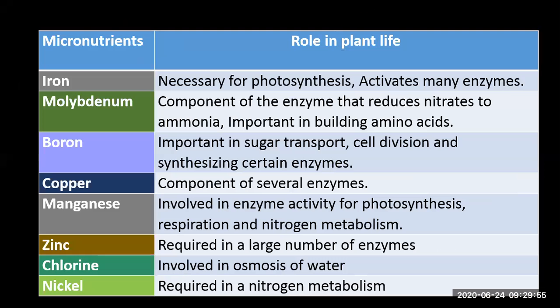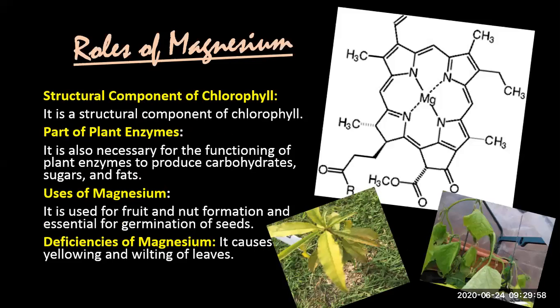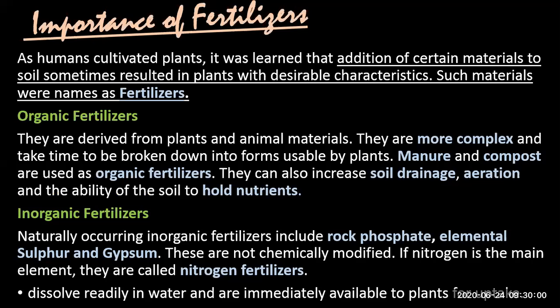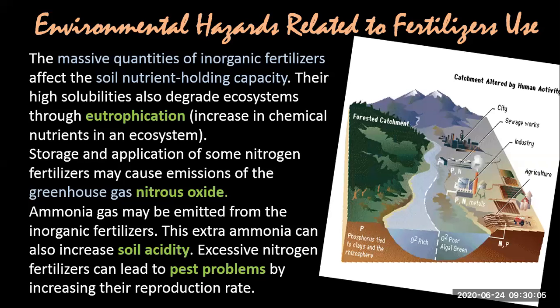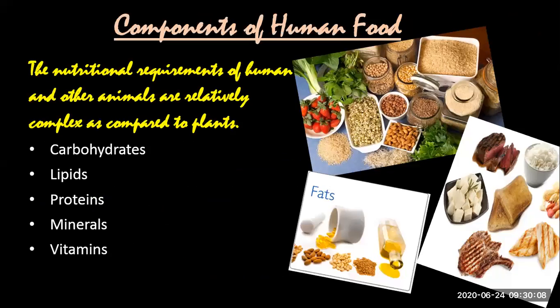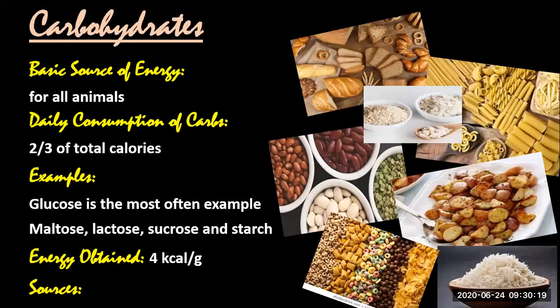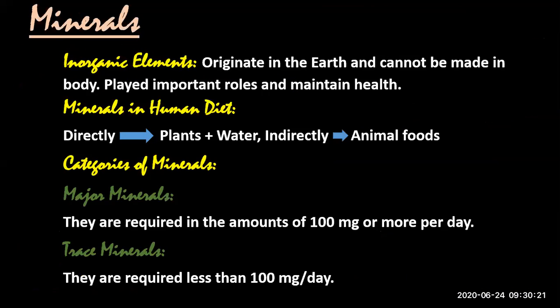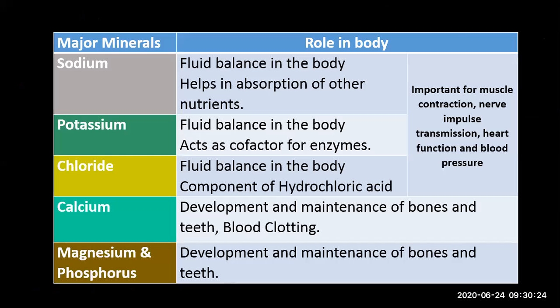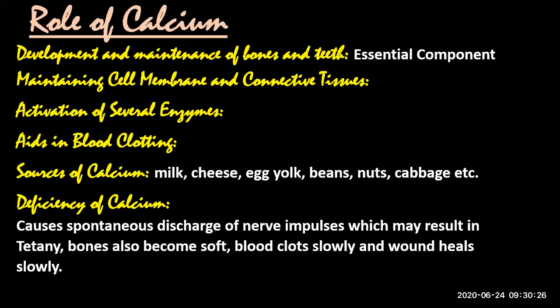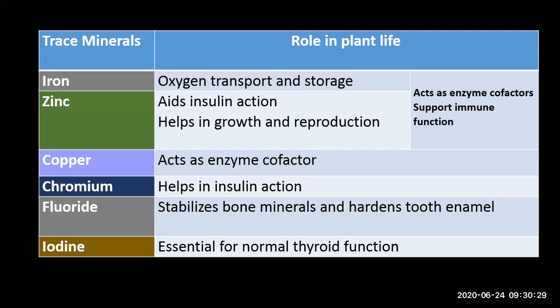We have studied the role of nitrogen, role of calcium, environmental hazards regarding fertilizers, components of human food. And then we have studied carbohydrates, lipids, and proteins, and we have studied minerals as well. We were studying major minerals, but trace minerals were left. So we are going to go into the detail of trace minerals.